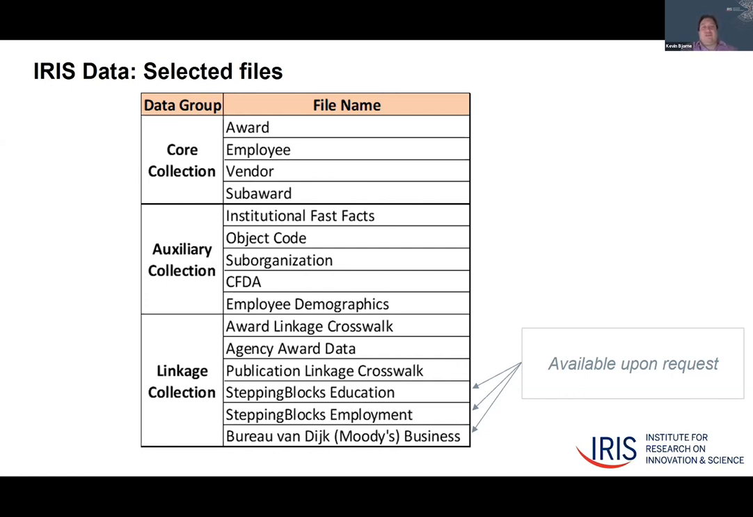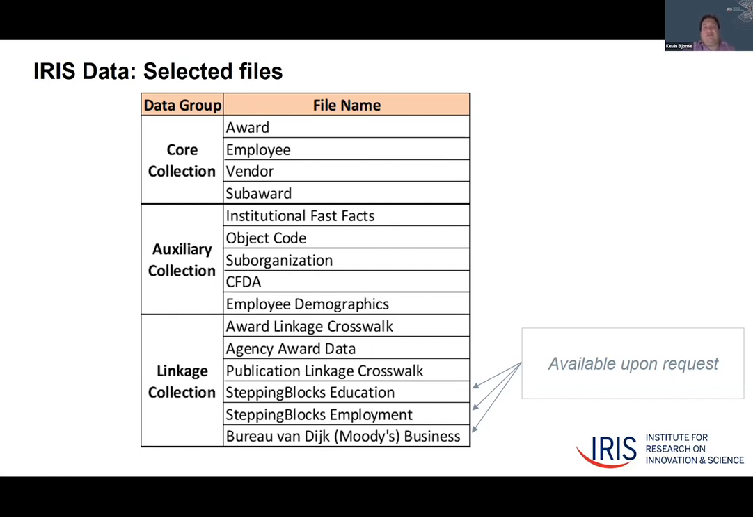We have an auxiliary data collection, which is object code definition. These would be accounting codes that are used in the other files to help you understand what types of purchases are being made. Are they capital purchases? Are they travel purchases? Are they computer purchases, things like that.